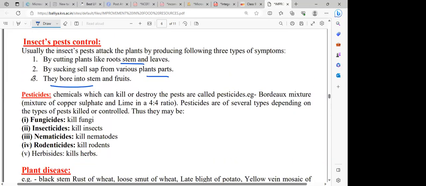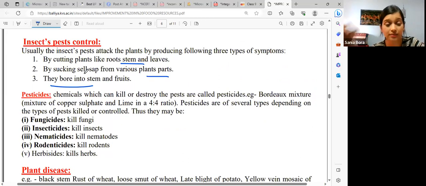Of course, to kill pests you need something, and that is pesticides. It was weedicides you were using before, now pesticides. You cannot kill the pests with the help of your hands, so you need a chemical, which is a pesticide. Chemicals which can kill or destroy pests are called pesticides. Example: Bordeaux mixture of copper sulfate and lime, in a 4:4 ratio.